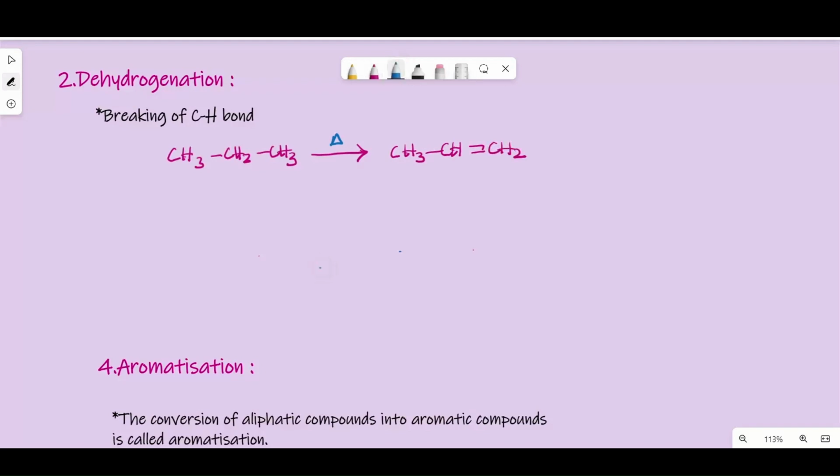You can write the hydrogens like this: CH, CH. Here we have one more hydrogen, and here we have one hydrogen. So we will remove these two hydrogens in the form of hydrogen gas, minus H2. Then we will get a bond between carbon and carbon. This is the dehydrogenation.